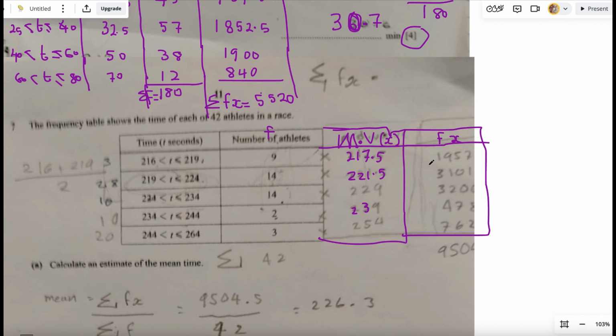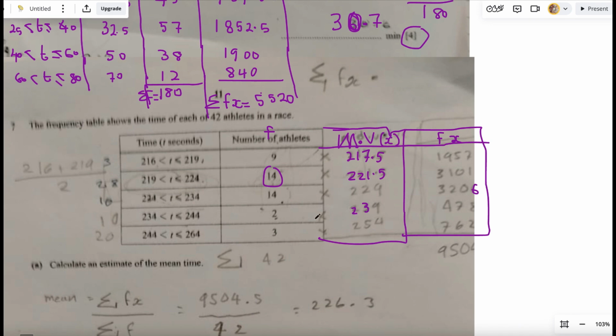Then the next one is 40 times 221.5. This 40 is the frequency value, multiplied by the mid value, 221.5. We get 3,101. Then the next one, for this 40 also, multiply by 229. We get 3,206.